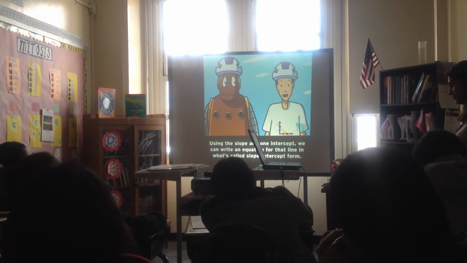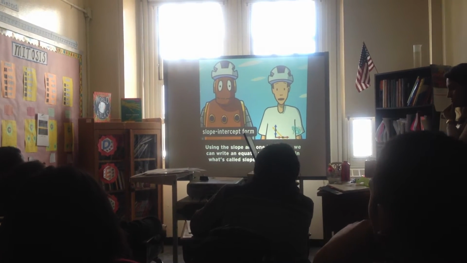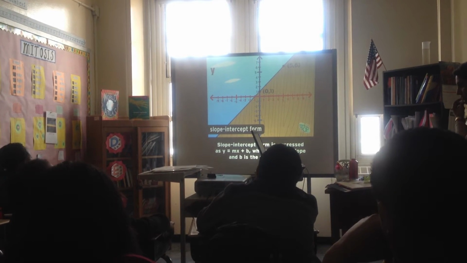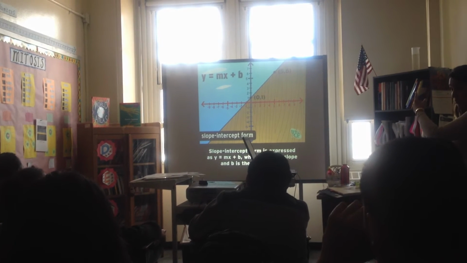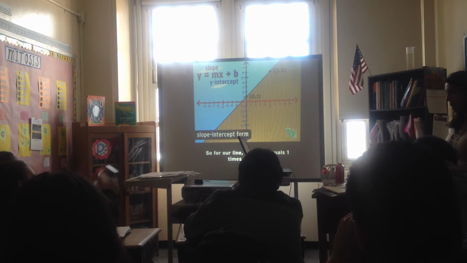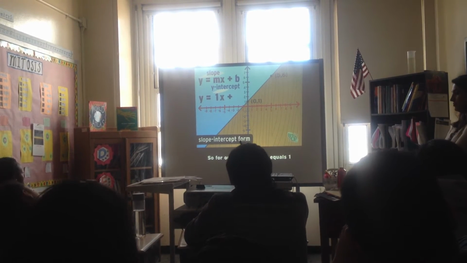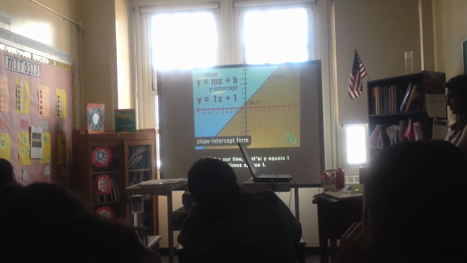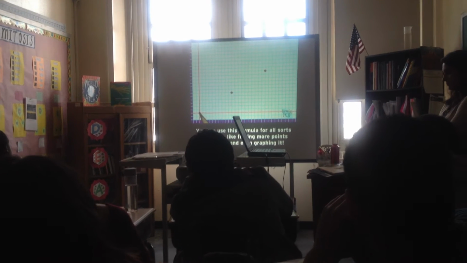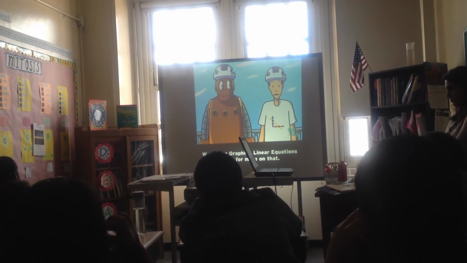Using the slope and 1 intercept, we can write an equation for that line in what's called slope-intercept form. Slope-intercept form is expressed as y equals mx plus b. Looks familiar? where m is the slope and b is the y-intercept. So for our line, that's y equals 1 times x plus 1. You can use this formula for all sorts of things, like finding more points on the line and even graphing it. Watch our graphing linear equations movie for more on that.